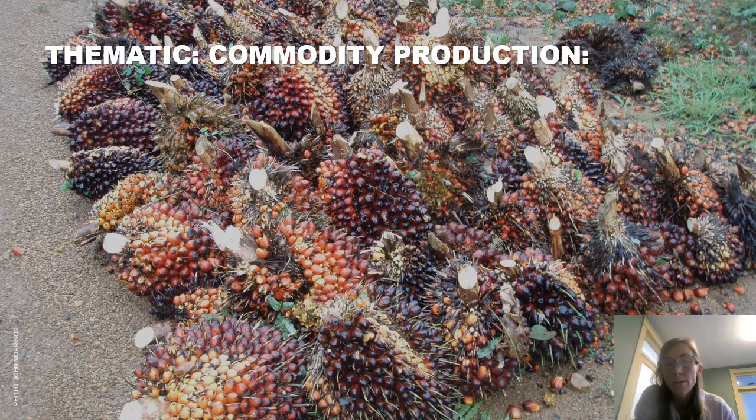It's also being used to work on projects that are looking at how to improve production and consumption of commodities that can be harmful to the environment, like production of oil palm, soy, and beef.